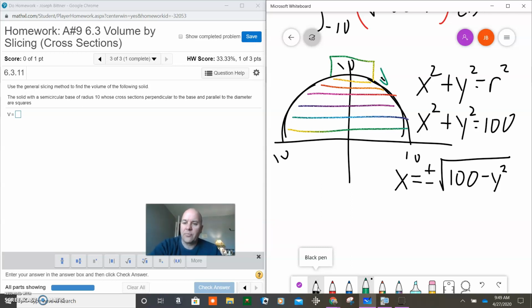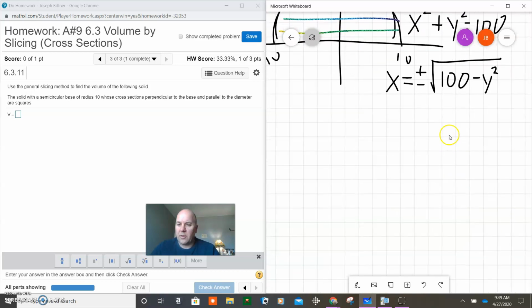Let me get a different color. The square root of 100 minus y squared would give you the right side. The negative square root of 100 minus y squared will give you the left side. And actually it would give you the bottom part of the circle as well. Well, I don't want the bottom part of the circle because I just want the semicircle, the top part of this circle. So looking at this, let me scroll up a little bit.